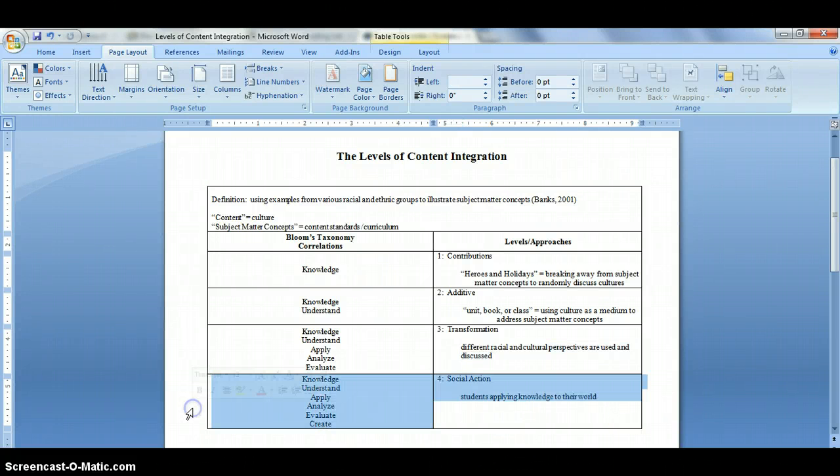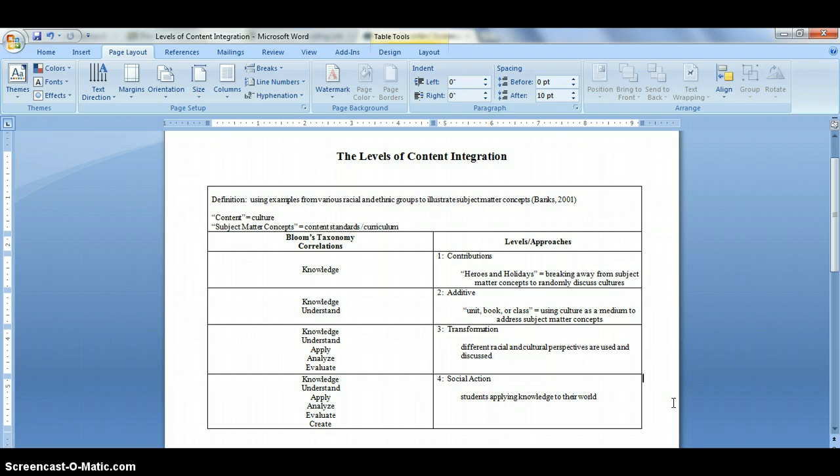Then this final level of content integration corresponds to all of the different levels of Bloom's taxonomy. And this is the level of social action. This is the level of application. Students are really creating things and analyzing, evaluating, and applying what they've learned about different cultures, about different people to what they're doing in the world. So this could be through service learning projects.